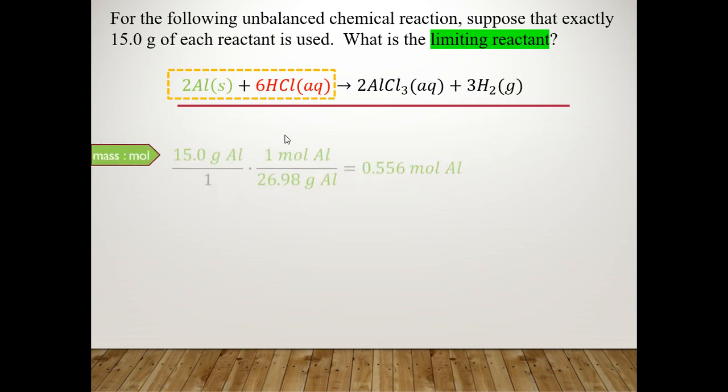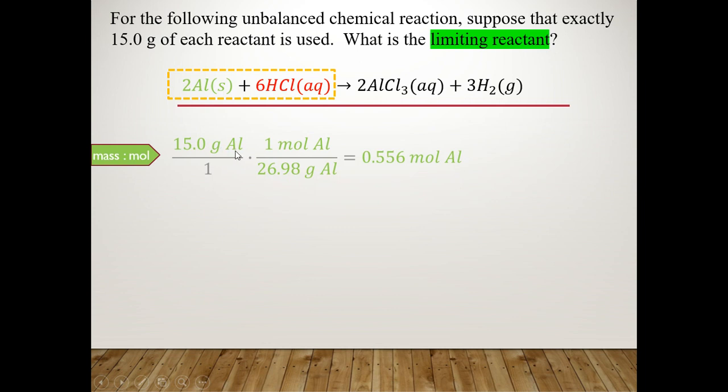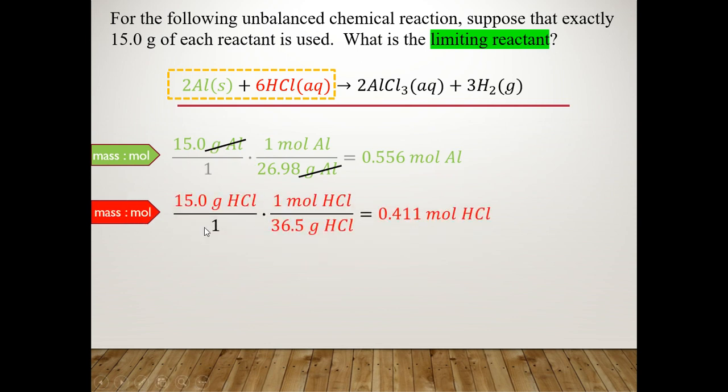So from here, I can convert grams of aluminum to moles of aluminum. In this step, I just took the 15 grams that's given in the statement. I convert that by going through molar mass. So 15 grams of aluminum is equivalent to 0.556 moles of aluminum. And in the next step, I'll also convert what's given to me, which is 15 grams of hydrochloric acid. 15 grams of hydrochloric acid going through its molar mass is equivalent to 0.411 moles of hydrochloric acid. So these two steps are pretty easy.